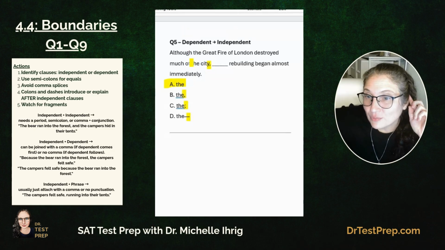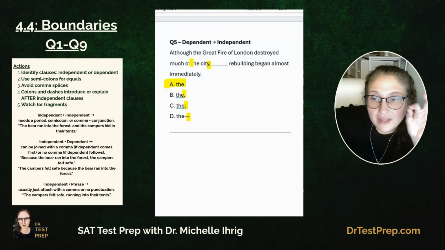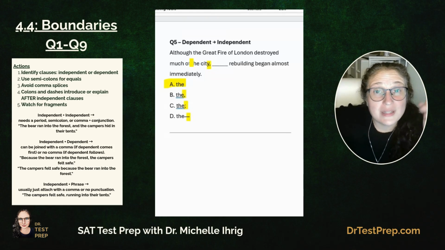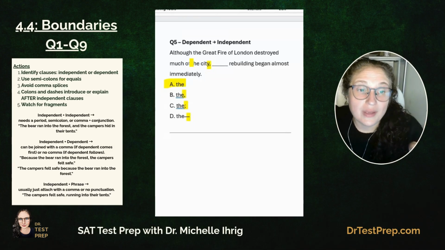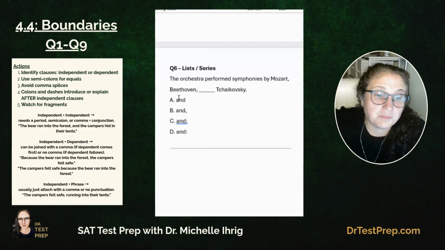And this relates to that rule about the phrase, so that if the beginning thing is dependent, then we have to have the comma. And so because "although the Great Fire of London destroyed much of the city" is dependent, we need to know the rest of it. So that's why it has to be a comma. The rebuilding began almost immediately.